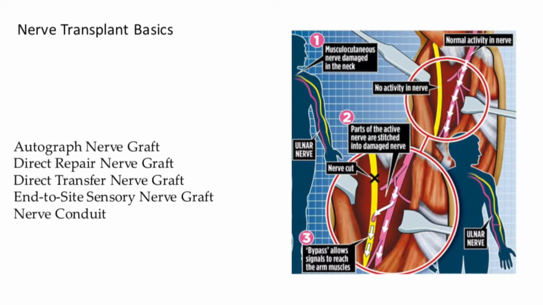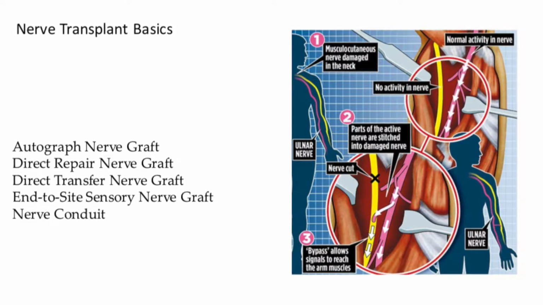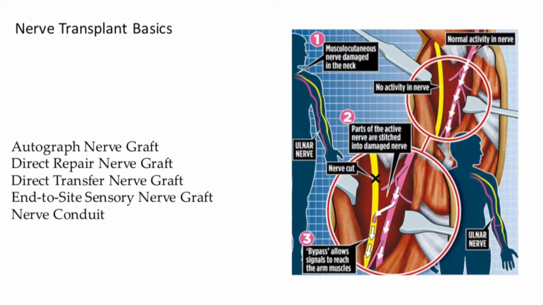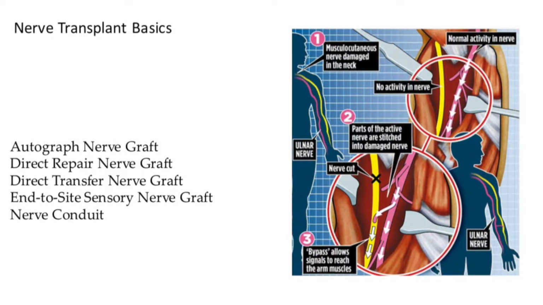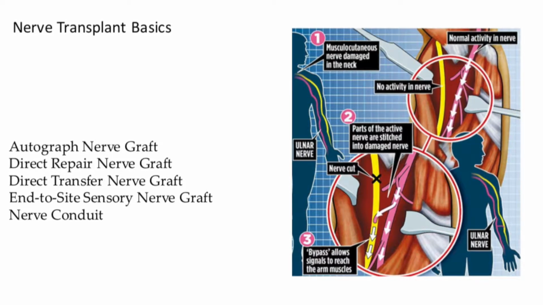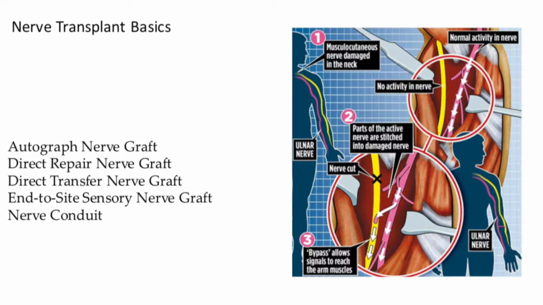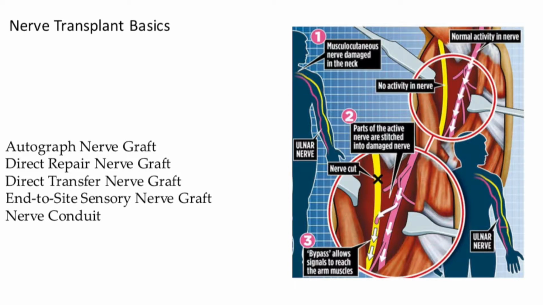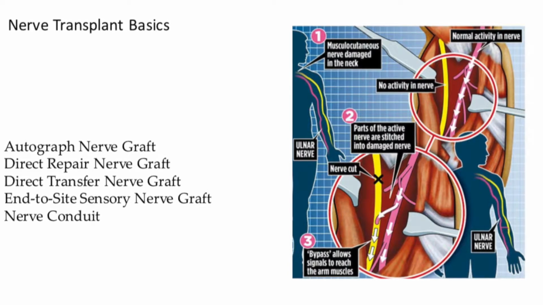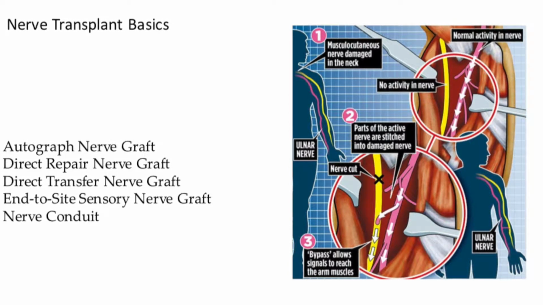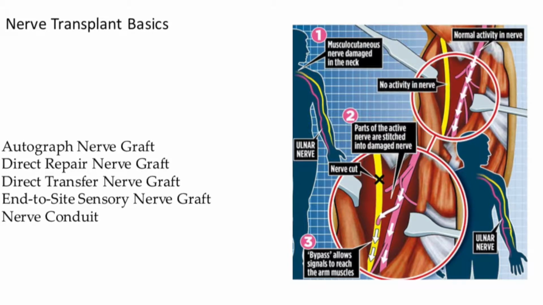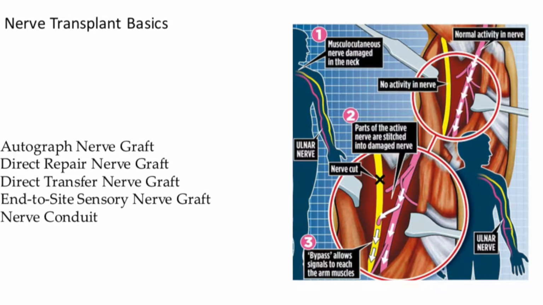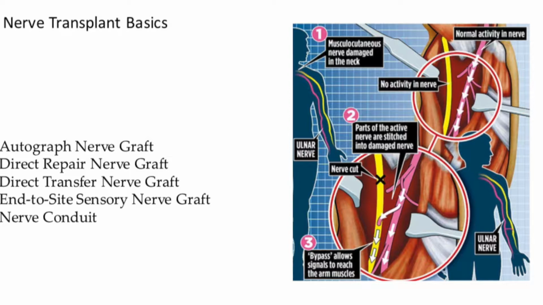A nerve autograft uses a nerve from another area on the body of the patient to be a replacement for the damaged nerve. For example, if the patient came in and had nerve damage on their long thoracic nerve, it would be removed and replaced with either a medial pectoral, thoracodorsal, or intercostal nerve. Second is direct repair nerve graft, which is almost the exact same, except it's from a donor.